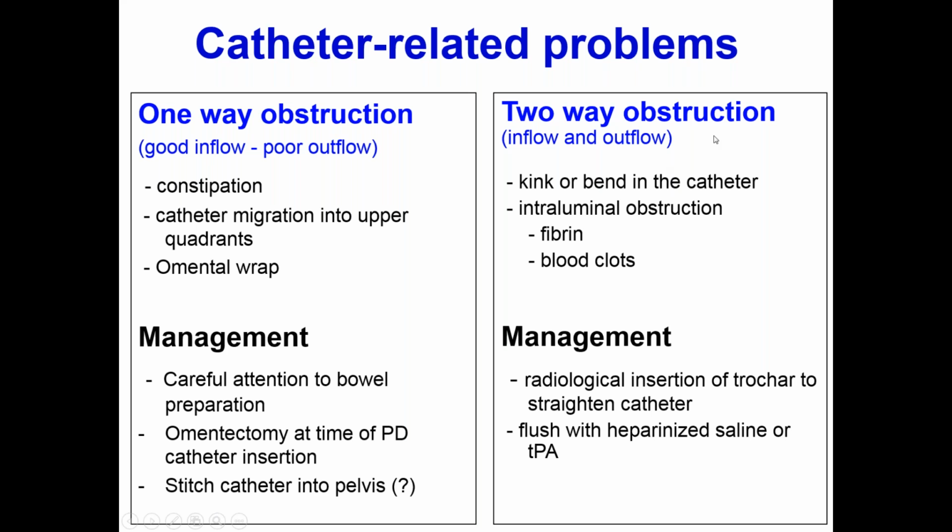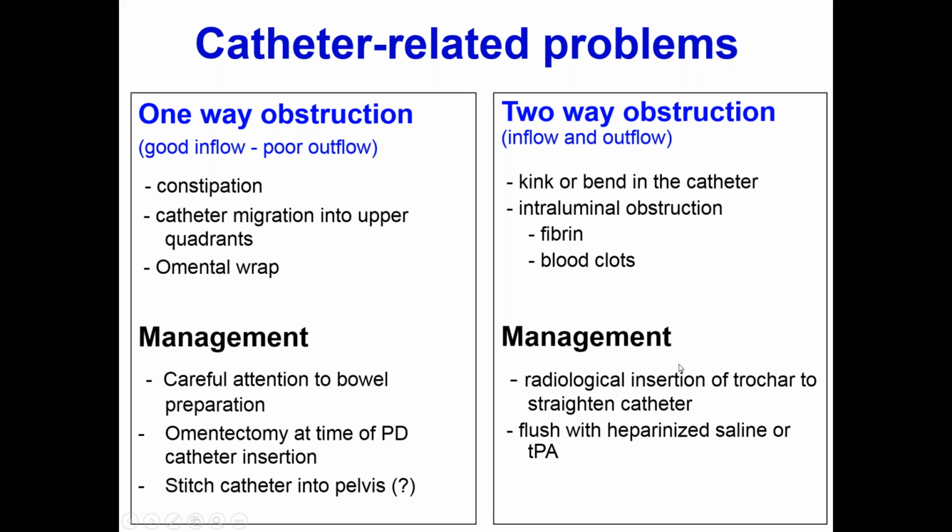So now looking at two-way obstruction where both inflow and outflow may be affected, and this could be because of a kink or a bend in the catheter. So the lumen of the catheter itself is partially or completely obstructed because of an actual mechanical problem. It could be an intraluminal obstruction, such as with fibrin or with blood clots. Now, managing this in some centers is done by radiological insertion of a trocar in order to straighten out the catheter. This can be quite high risk. I have to say, in my center, our surgeons prefer not to do this, but in skilled hands, it has been used.